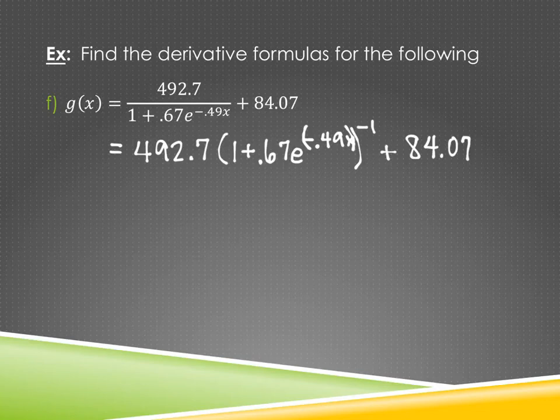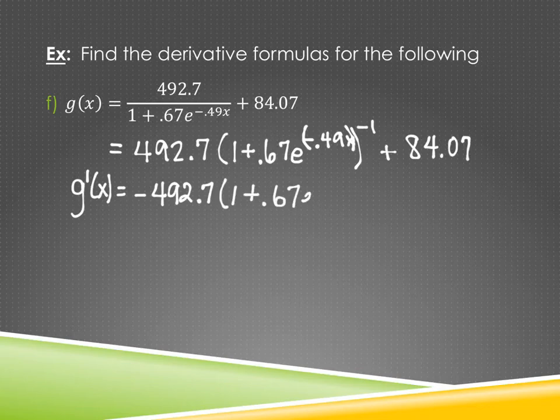Okay? So the outside part is the negative 1 exponent and everything like we did last time. No different. So I'll pull the negative 1 down. So this is the derivative. We've got g of x here, so this is g prime of x. Negative 492.7. I rewrite the inside, never change the inside when I'm doing the first part of it. And I decrease my exponent by 1. What's the derivative of the 84.07? 0, so it's gone. Don't have to worry about that part, right?